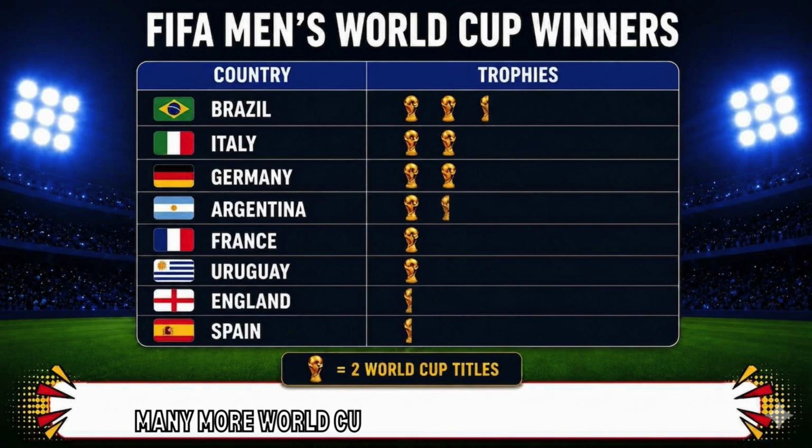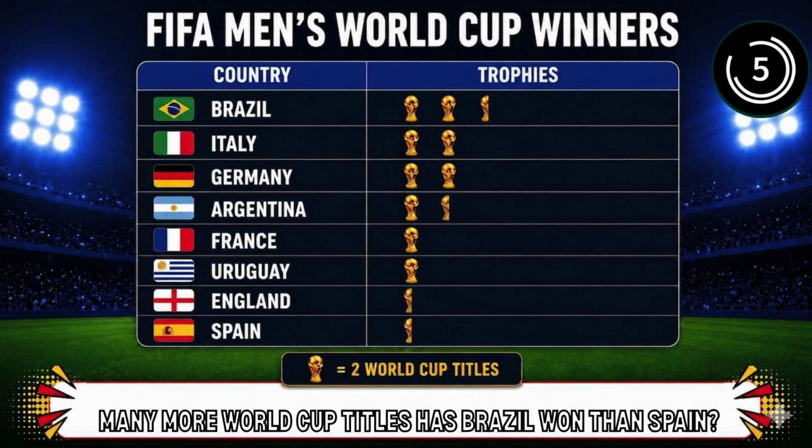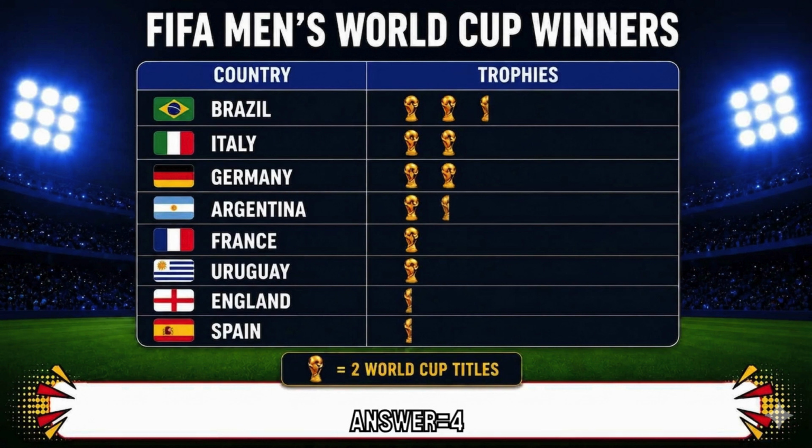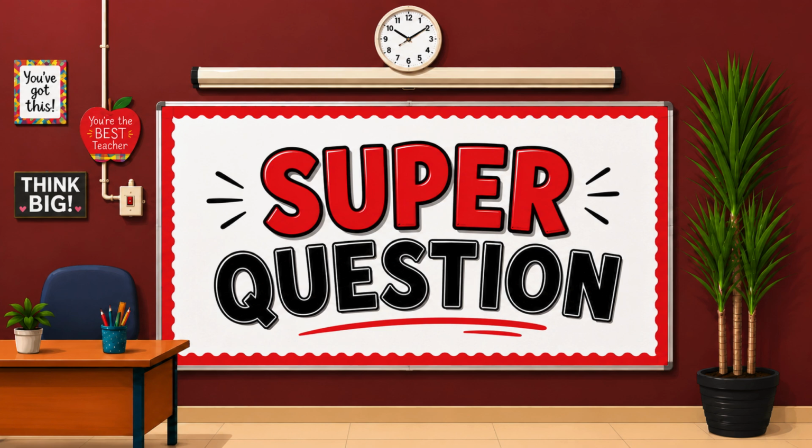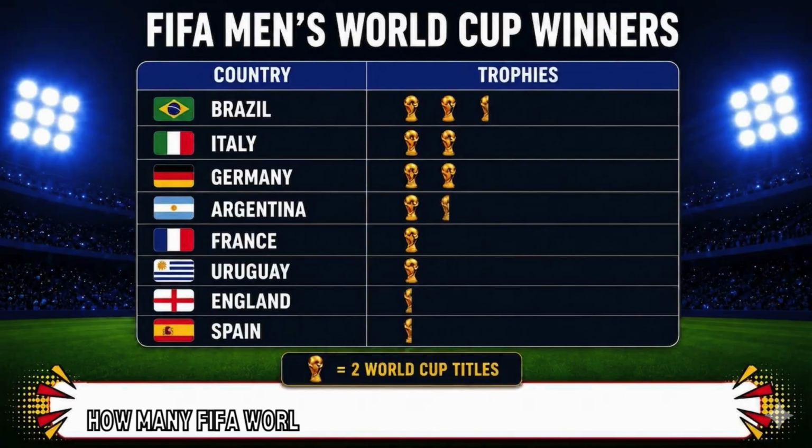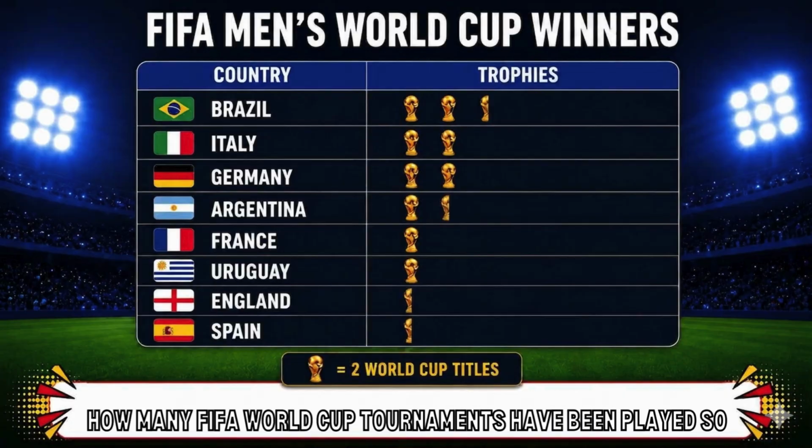How many more World Cup titles has Brazil won than Spain? The answer is 4. It's time for the super question. You have 10 seconds to answer the question on the screen. How many FIFA World Cup tournaments have been played thus far?